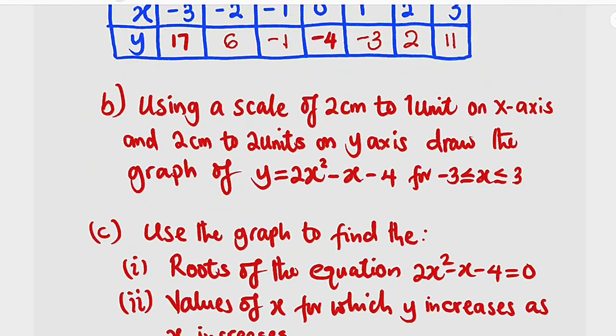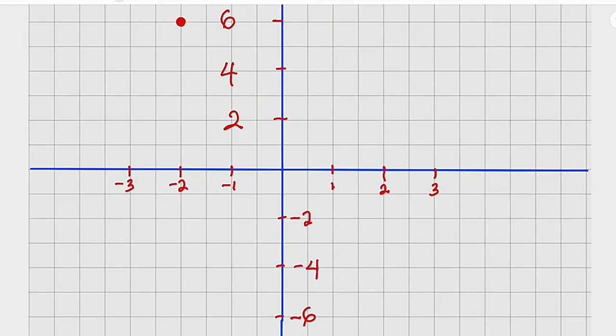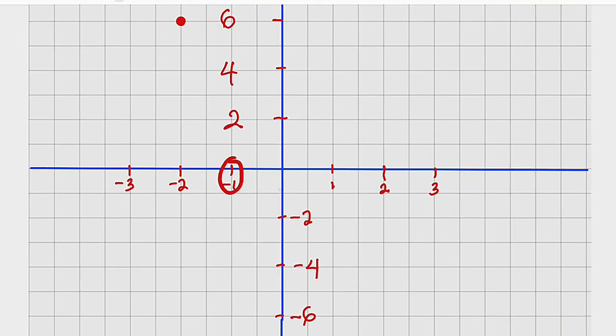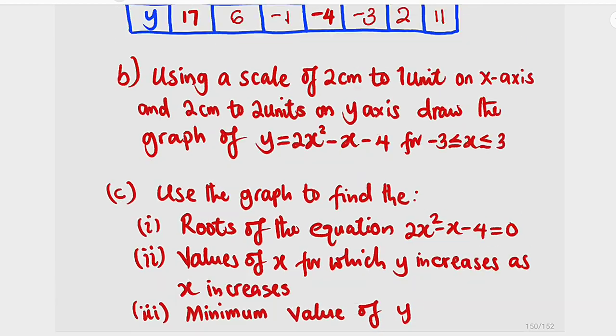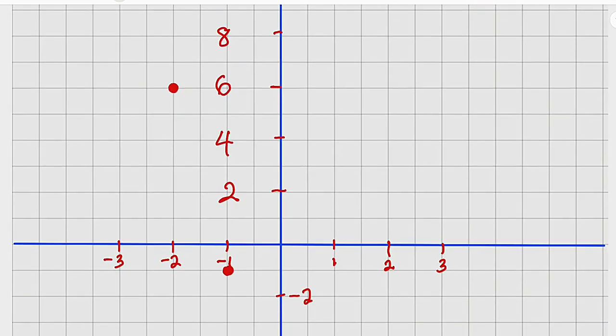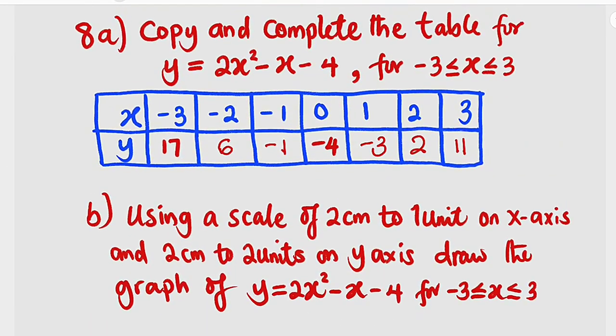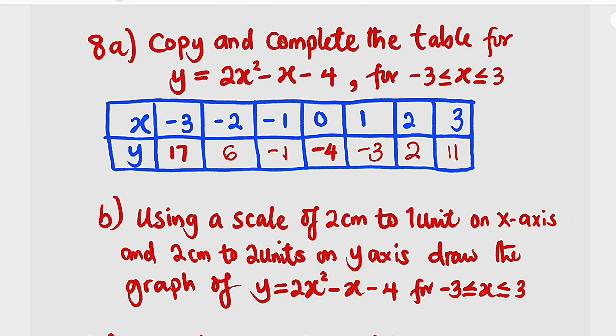Then you move on again. When x is -1, y is also -1. When x is -1, you have -1 right here. So you place the point here. You move back again. When x is 0, you have y to be -4. When x is 0, this is where x is 0, y is -4. So on y-axis, you place your point here. Move back again. When x is 1, y is -3. You can see it right here.